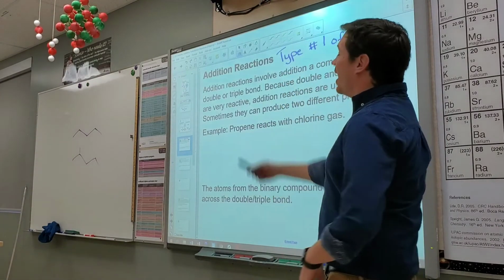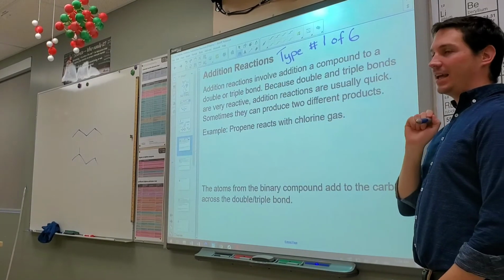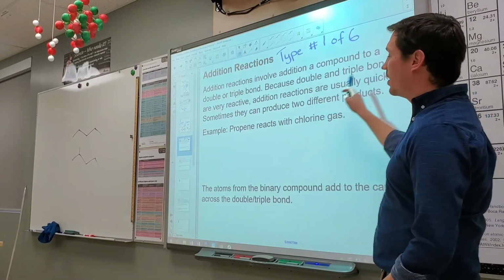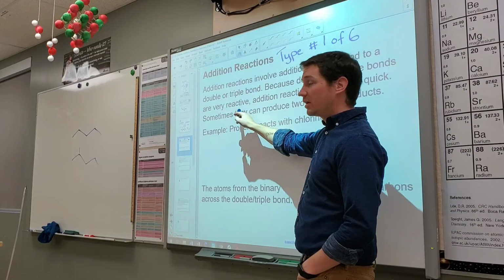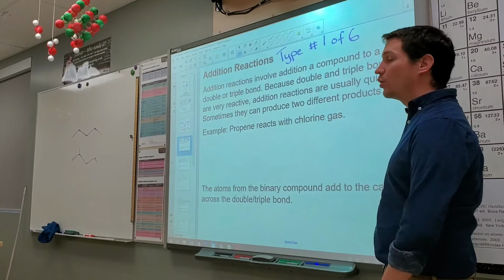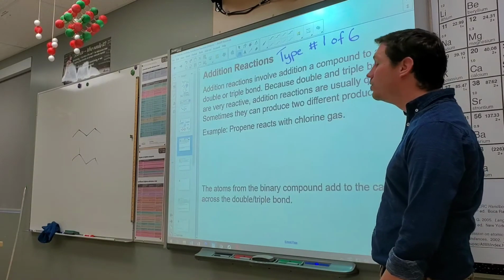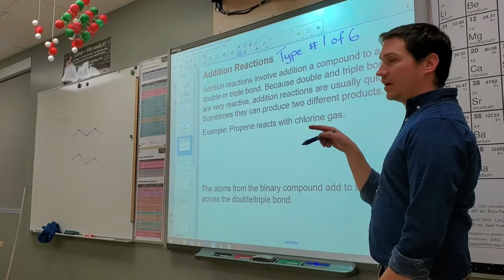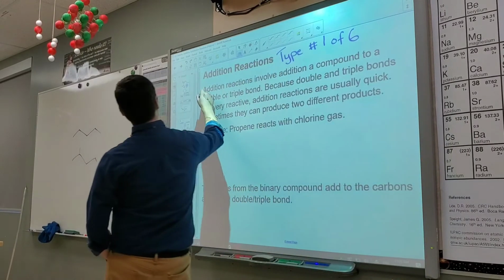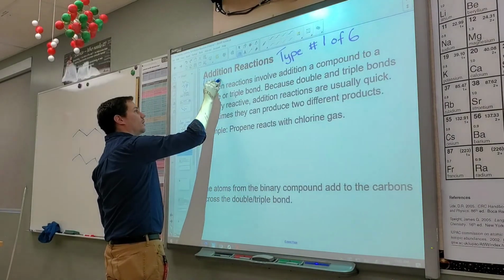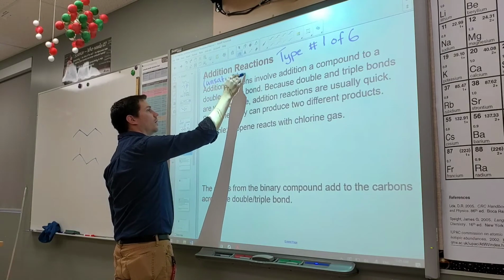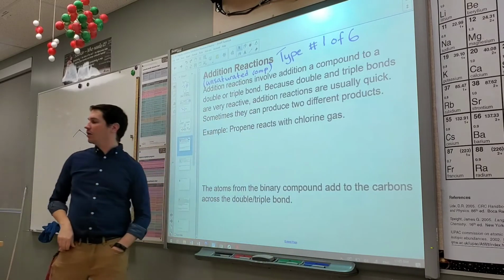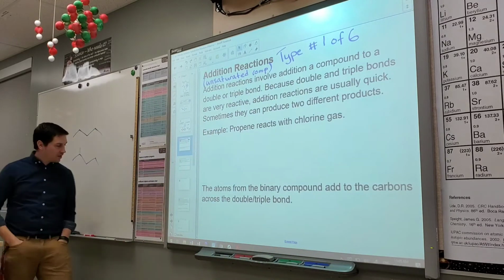Okay. Addition reactions involve adding a compound to a double or a triple bond. Because double and triple bonds are super duper reactive, addition reactions are usually quick. Sometimes they can produce two different products. What I want to be very clear about is addition reactions only occur on unsaturated compounds.